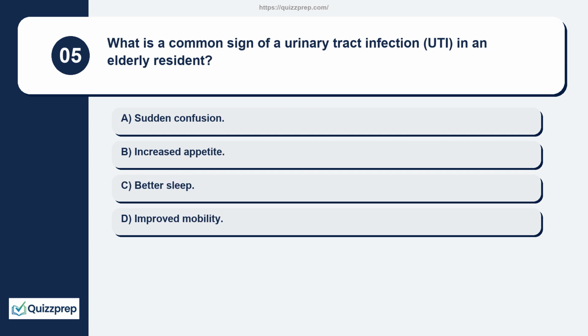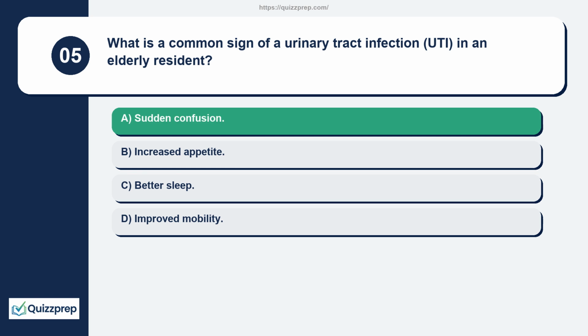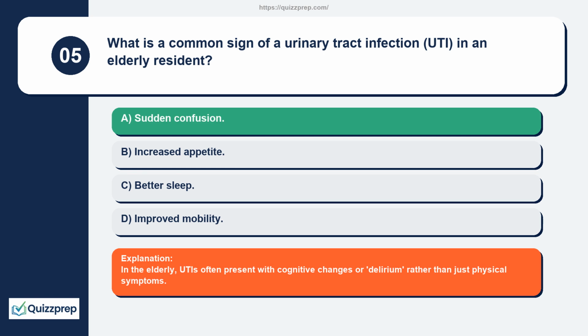Question 5. What is a common sign of a urinary tract infection, UTI, in an elderly resident? Sudden confusion, increased appetite, better sleep, improved mobility. In the elderly, UTI often presents with cognitive changes or delirium rather than just physical symptoms.